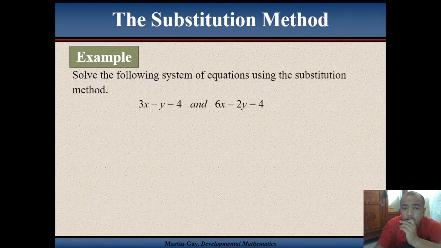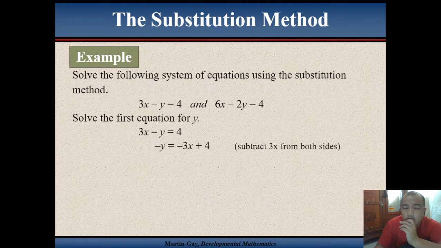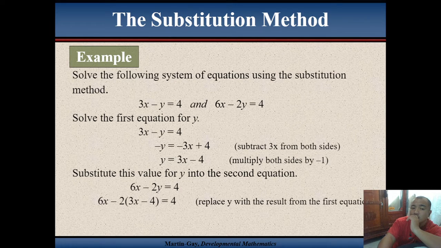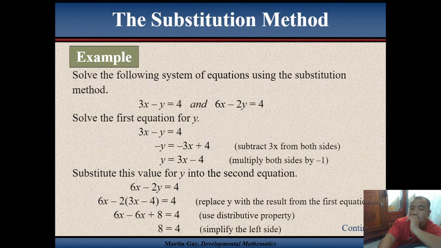Another, solve the following system of equations using the substitution method. Okay, solve the first equation for y. Negative y equals negative 3x plus 4. y equals 3x minus 4, by multiplying both sides by negative 1. Okay, substitute y equals 3x minus 4 into the equation 6x minus 2y equals 4. So 6x minus 2 times 3x minus 4 equals 4. Distributive property: 6x minus 6x plus 8 equals 4. 8 equals 4. Simplify the left side.